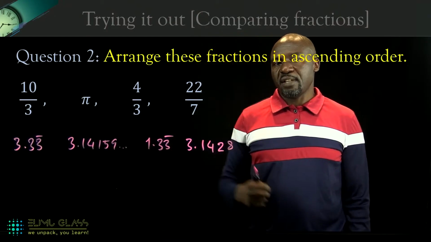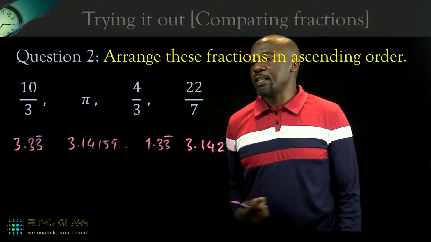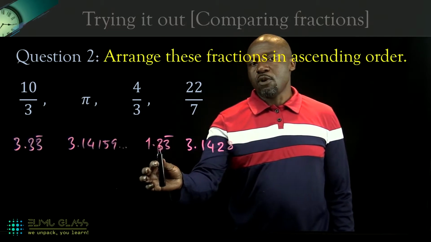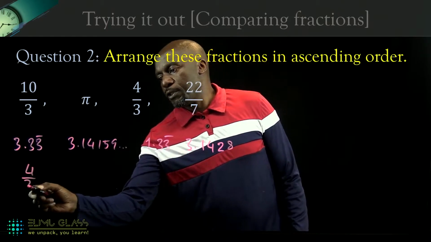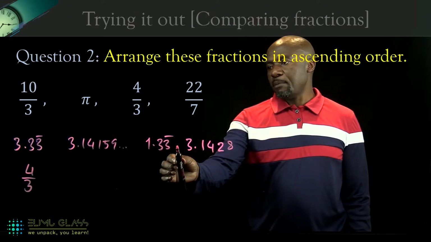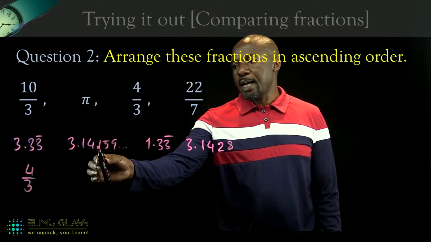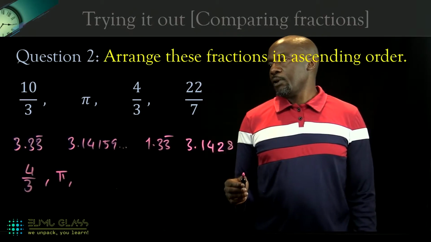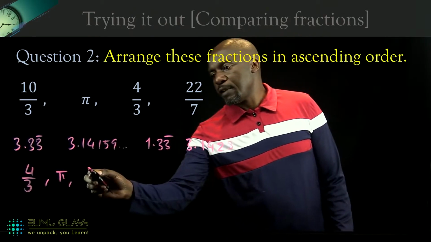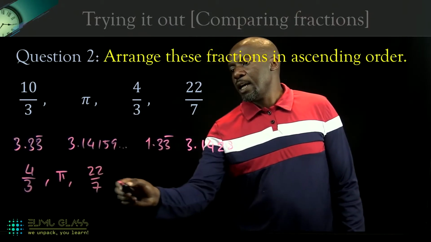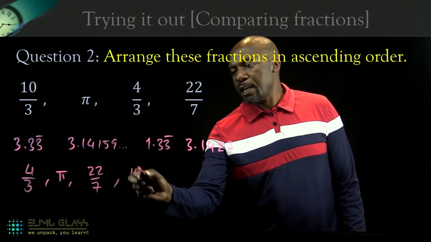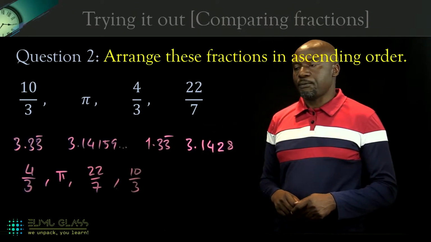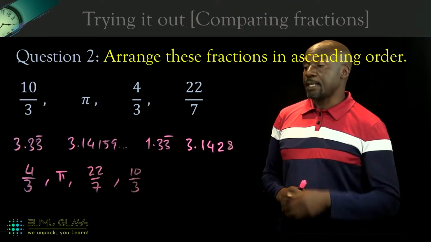So 22/7 is an approximation of pi, but it is not exactly the same, as you can see there. So I will write the smallest number is 4/3. The next number is going to be pi, right? So pi is the next largest number, followed by 22/7, and lastly we have 10/3. All right, and we have arranged these four numbers in ascending order.